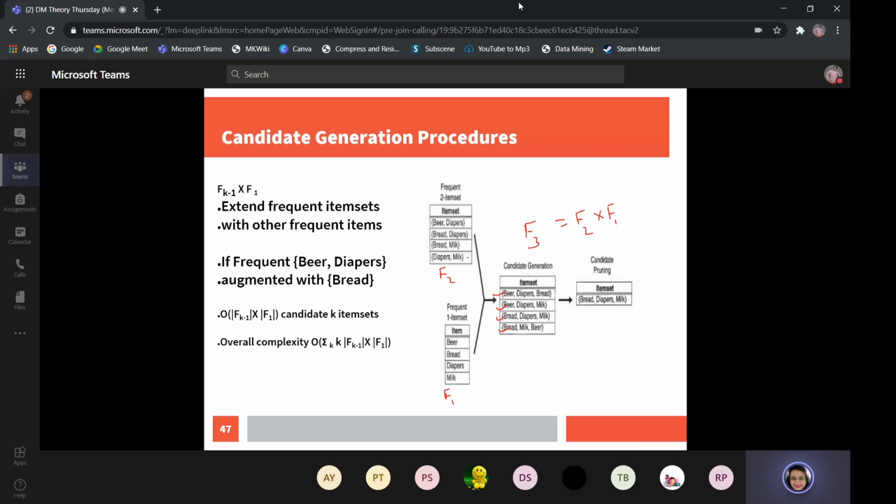Similarly, diapers, milk and beer is covered. Diapers, milk and bread is also covered. Diapers, milk and diapers you cannot combine, and diapers, milk and milk you cannot combine. So we have effectively generated candidates this way. Is there a question now?